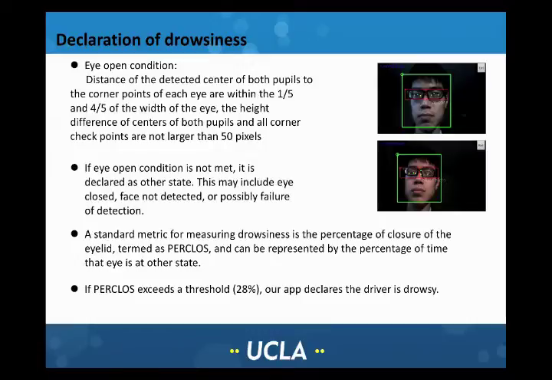A standard metric for measuring drowsiness is the percentage of closure of the eyelid, termed PERCLOS, and it can be represented by the percentage of time that the eye is in other state. If PERCLOS exceeds a threshold, 28%, our app declares the driver is drowsy. The figure at the top shows that the driver's eye is open. The one at the bottom shows that the driver's eye is in other state.